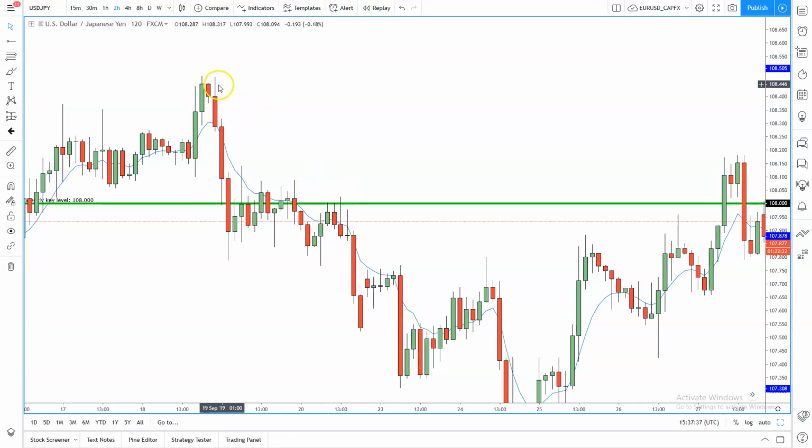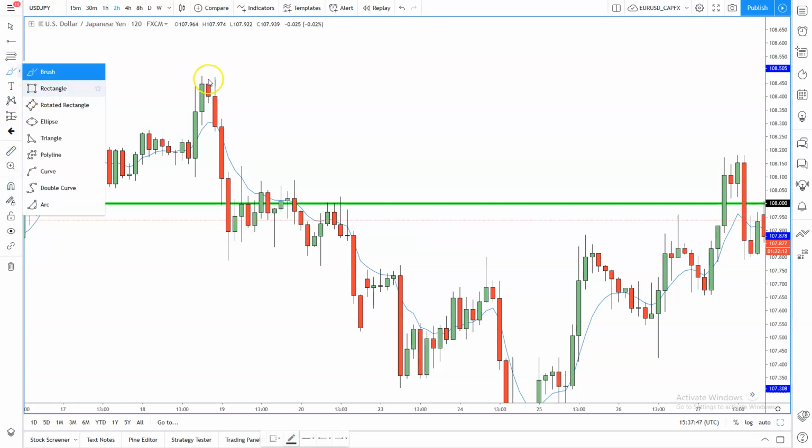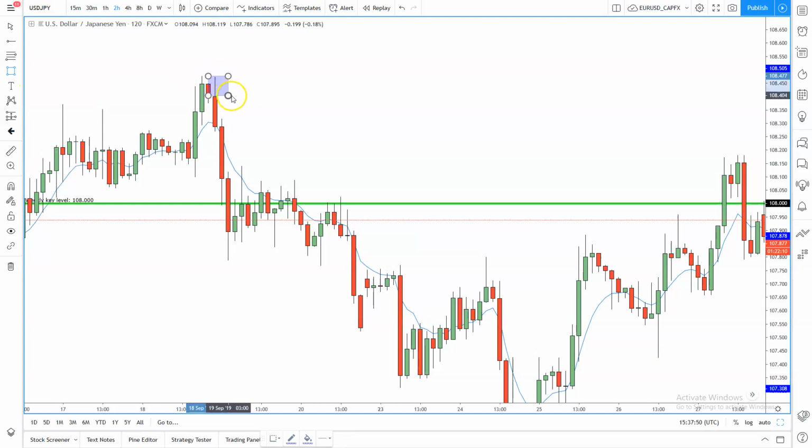Shooting stars tell us that they're rejecting that area. They're rejecting this area here. They're basically saying they're rejecting a specific area and then price is pulling down. Then this example here. You can see here, rejecting this area. Rejection here, price drop.